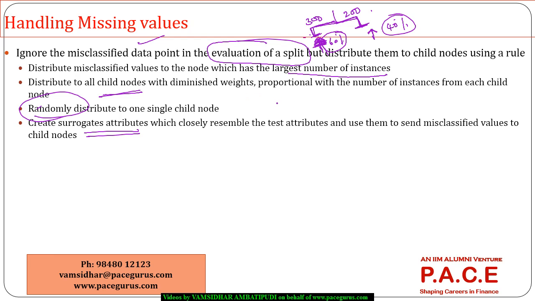Or create surrogate attributes. This is one more thing that is possible with some algorithms. They create surrogate attributes which closely resemble the test attributes. So we try to find which one is very closely resembling, which record is very close to this particular record, and directly use the values of that record, sending the missing valued records to that particular group. So there are different ways in which missing values are typically handled in the data. Again, different algorithms have different processes to handle missing values if they are present as part of the data.